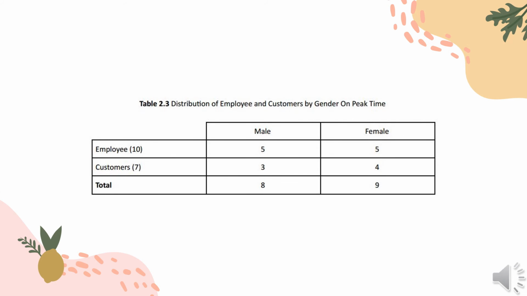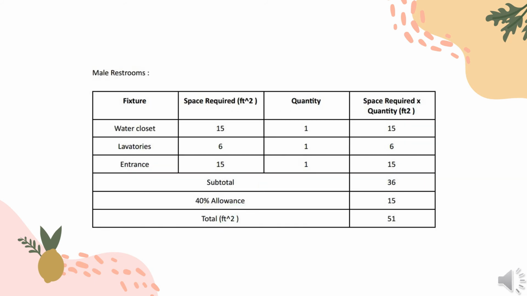We decided to construct 2 restrooms based on gender, and the distribution of the genders is as follows. We determine the total space needed by each restroom based on: first, water closets; second, lavatories; third, the entrance; and the last one is the 40% allowance.